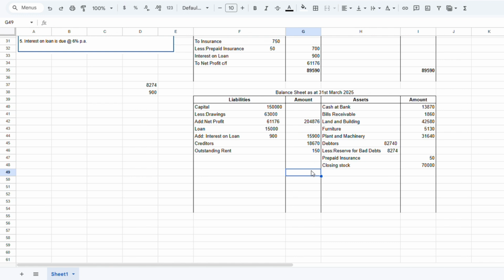Here we take it in the outer column. That is debtors 82,740 less 8,274, that is 74,466. And the total is 2,39,596. And here it is 2,39,596. So our balance sheet is tallied.